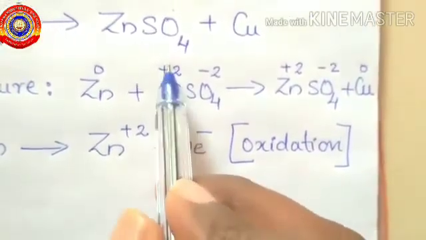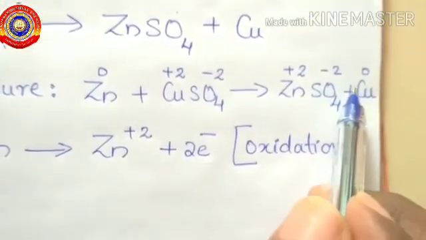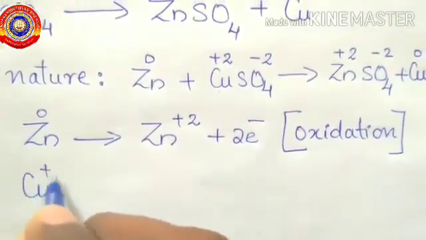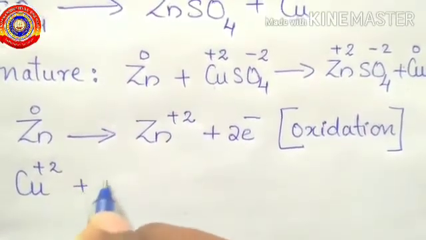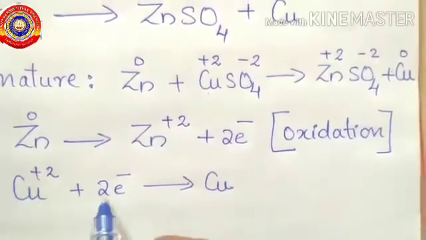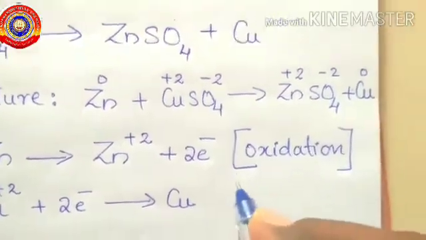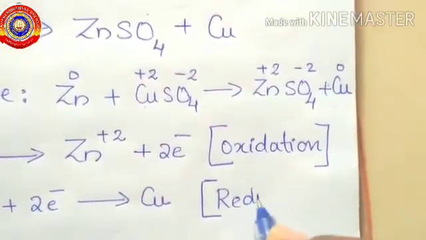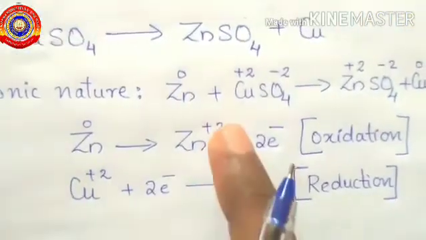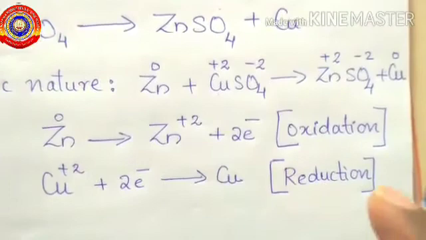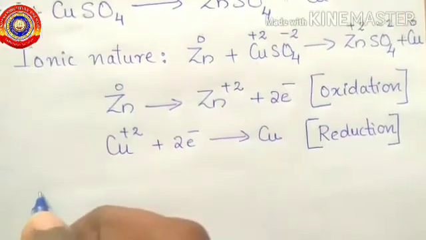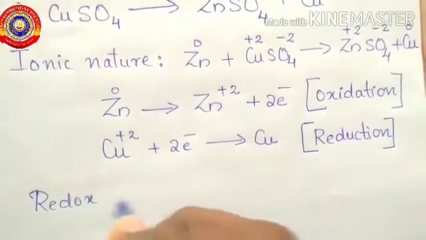Similarly, copper exists as Cu2+ and it changes to 0. That means a decrease in oxidation number. So rewrite the equation as Cu +2 plus 2 electrons gives Cu. Copper accepts 2 electrons donated by the zinc, so this reaction is called a reduction reaction. In the same reaction, both oxidation and reduction take place simultaneously. So such reactions are called redox reactions.